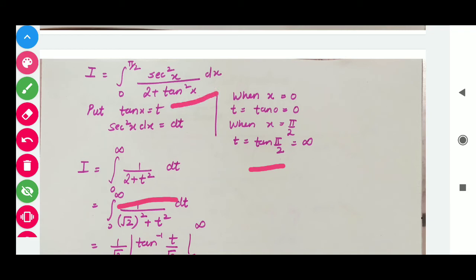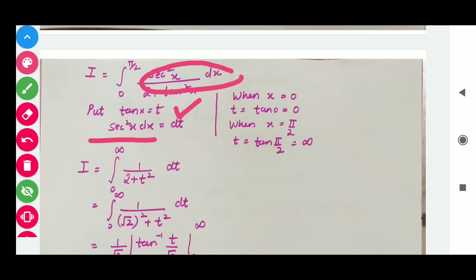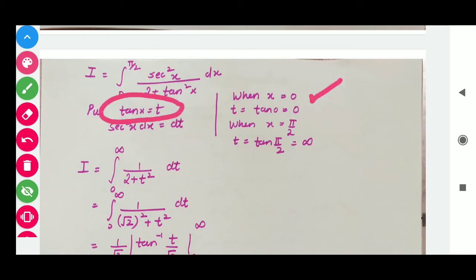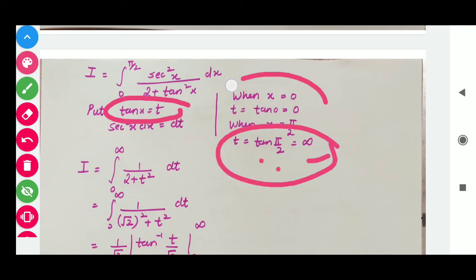0 to 90. So here put tan x equals t, its derivative is secant square x dx equals dt. Okay, now students, change the limit. Here the lower limit is 0, so we put x equals 0, and then we get t equals tan 0, and the value of tan 0 is 0. Now when x is 90 degrees, here the upper limit is 90, so put t equals tan x, put x equals 90, we get tan 90 is infinity. So infinity is the upper limit, 0 is the lower limit.